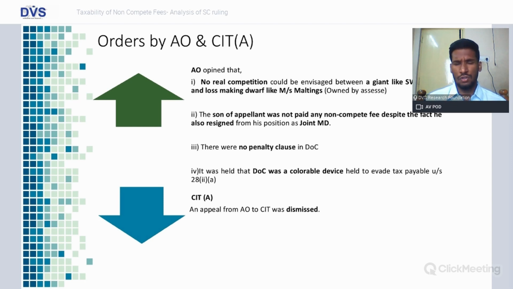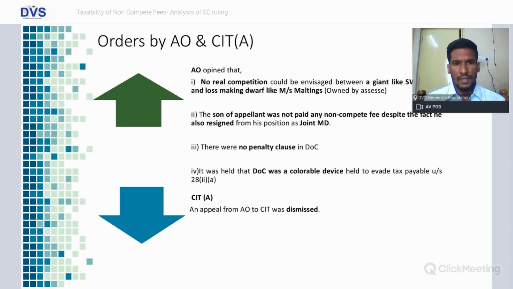That was a very strong contention of the AO. As a result, he said that the entire deed of covenants through which the non-compete fee is paid is only a colorable device to evade taxation from the purview of 28(2)(a). That was a very strong point made by the AO. The second point is, generally a deed of covenant will have a penalty clause, because in case you deviate from the agreement, obviously you are going to be penalized. But this deed of covenant that was executed did not have a penalty clause.